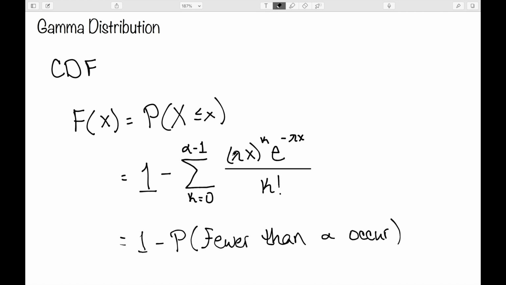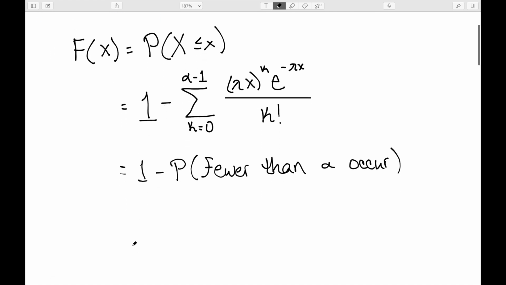So the idea is we have a Poisson distribution with mean lambda x, and we're going to look at the chance that we have 0 occurrences, 1 occurrence, 2 occurrences, 3 occurrences, up until alpha minus 1. That would be the chance that we do not get alpha occurrences, so we do 1 minus.